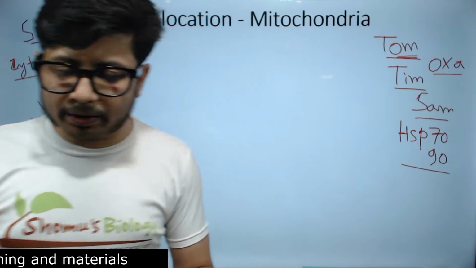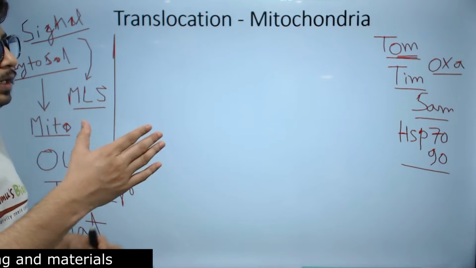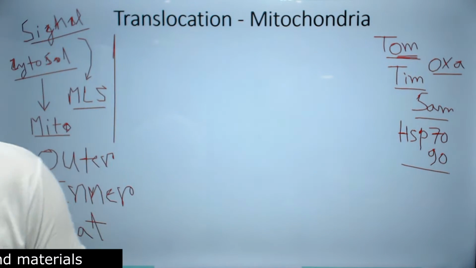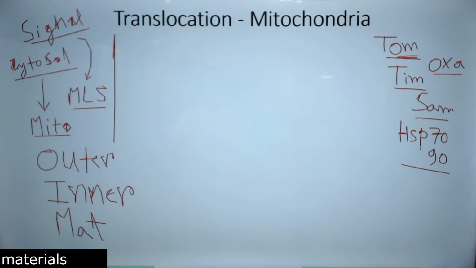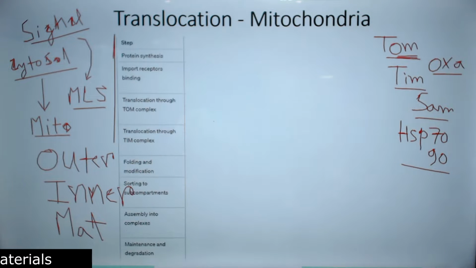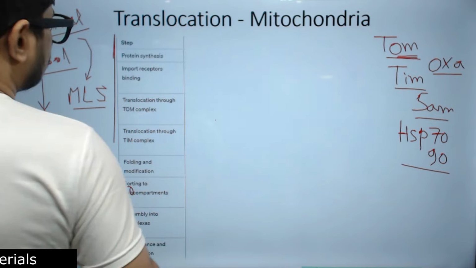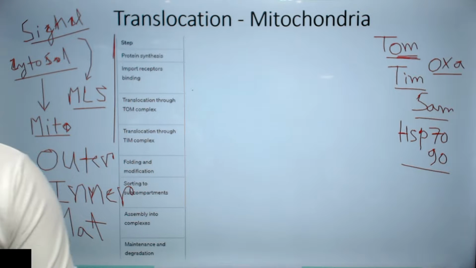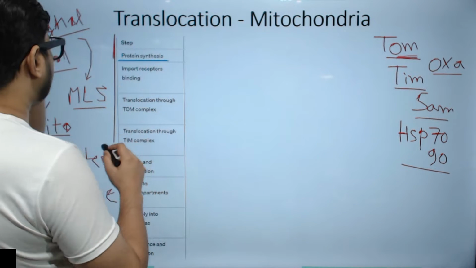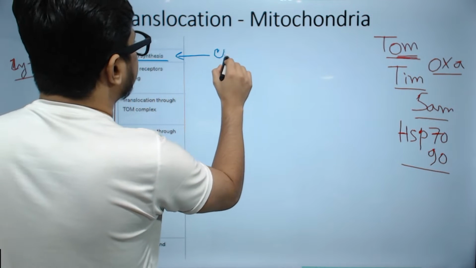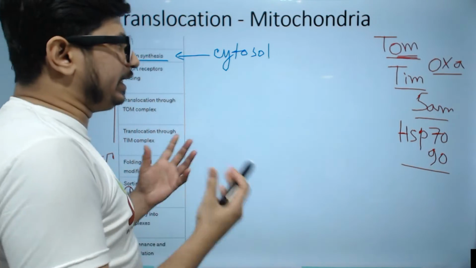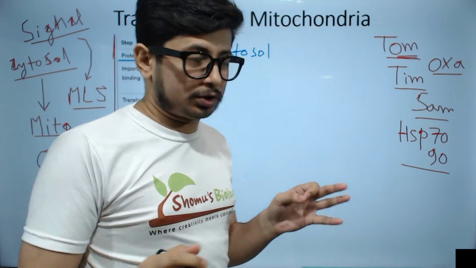Got it? Now we are going to share a list of important parameters for the translocation of protein inside mitochondria. Let's move on. I'll change the color and take blue here. We'll start the discussion. The protein synthesis, where is it done? Cytosol. No issue with that. Cytosolic protein synthesis.